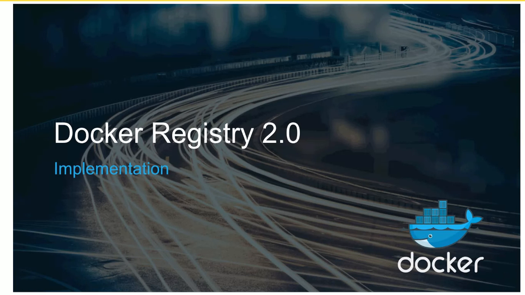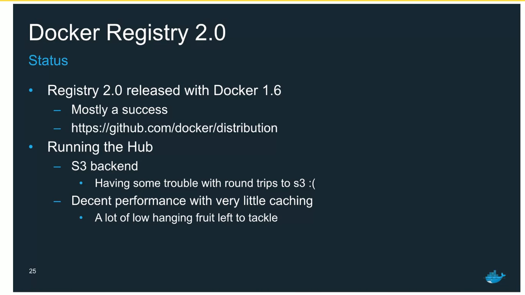So let's dive into the implementation a little bit, and I can tell you, we released Registry 2.0 with Docker 1.6. It's mostly a success. You can go take a peek at it at the Docker distribution project on GitHub. It is now running the Hub. It's an S3 backend.